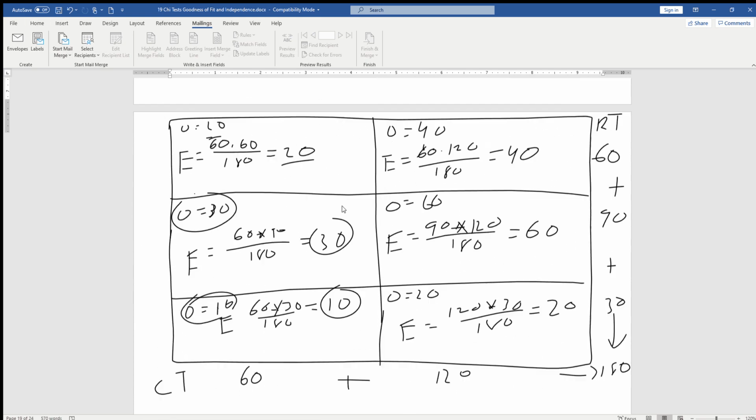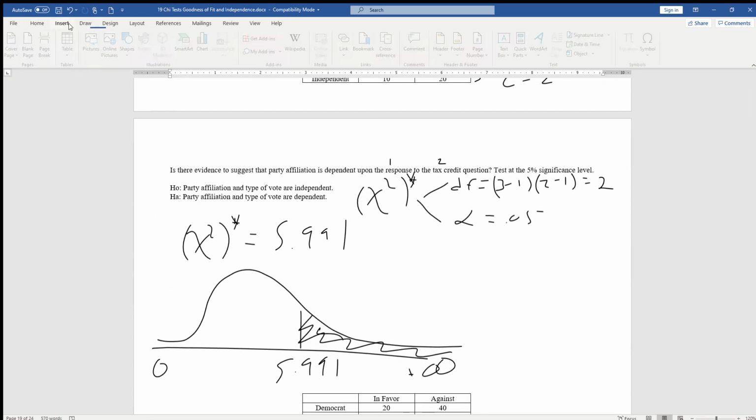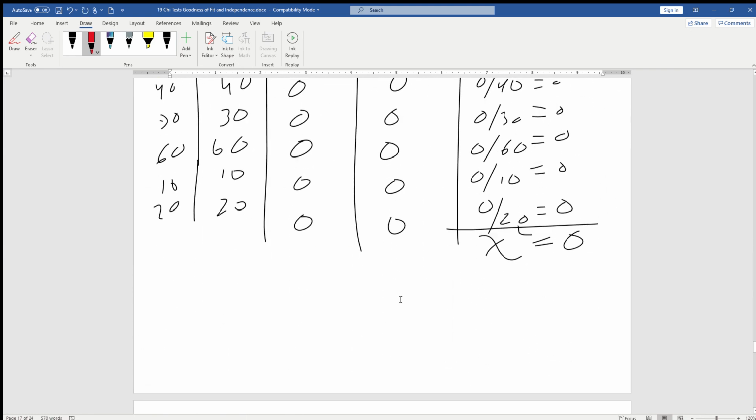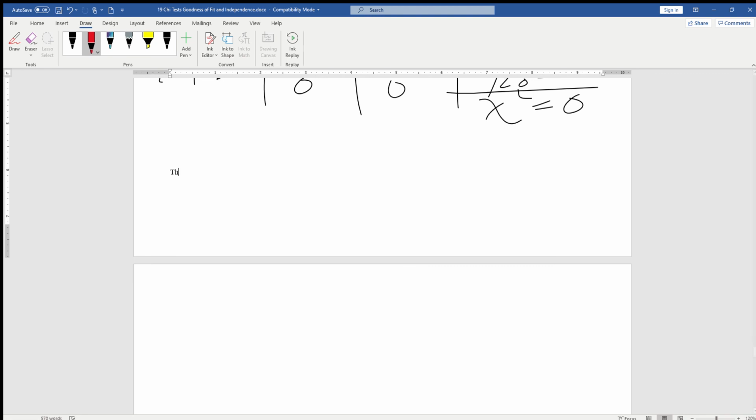We go to the top, we plot 0 on the distribution. 0 is less than 5.991. So 0 falls right here. So chi-square is equal to 0. And what that means is that there is not evidence to suggest that there's any dependence with party affiliation and the type of vote that occurs. So we can say that the test value falls in the fail to reject region.